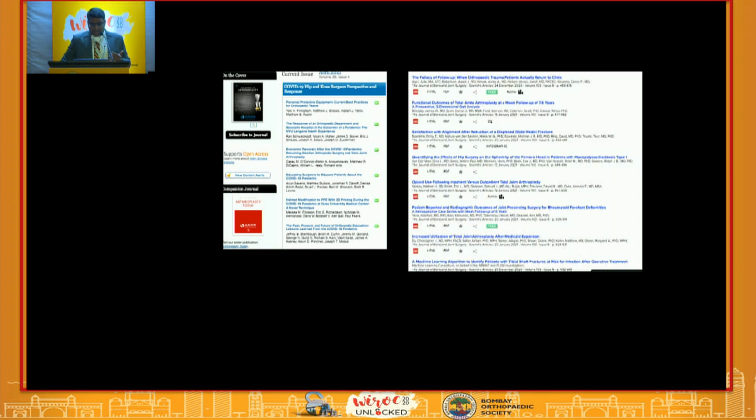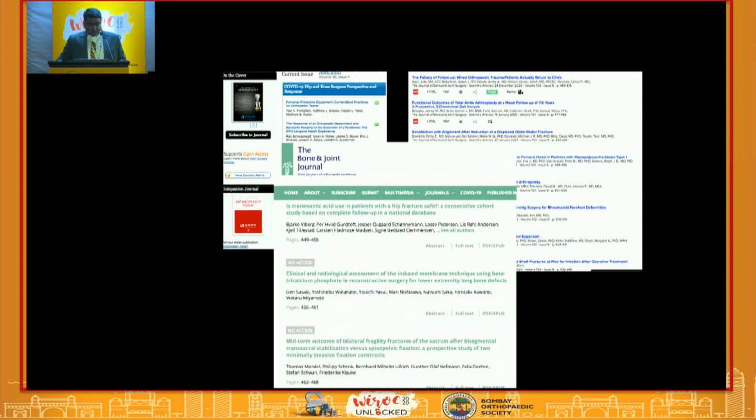So if that is something that the readers have an interest in, you can have titles on the same. Now these are a few titles from JBJS. As you can see, one-liners: satisfaction with alignment after reduction of a displaced distal radius fracture. So just get to the point. It has to catch the attention of the reader. These are a few titles from the Bone and Joint Journal. So as I said, is tranexamic acid use in patients with a hip fracture safe? So these are open-ended questions, but get to the point. Catch the attention of the reader. That's what makes them read your paper.